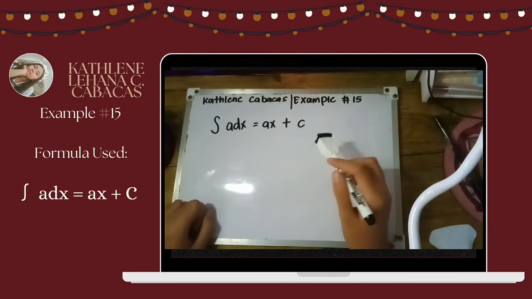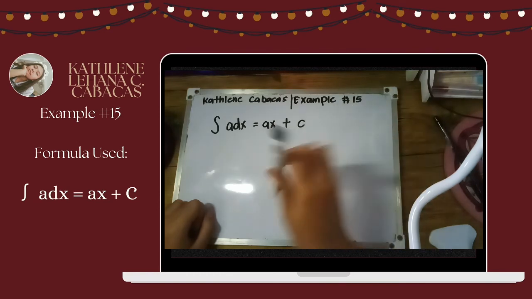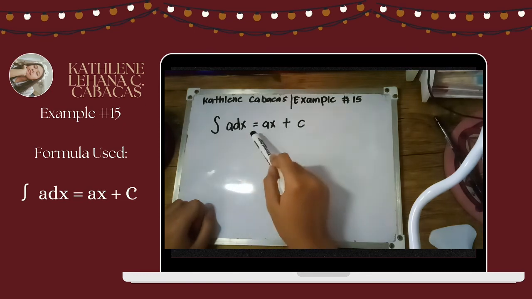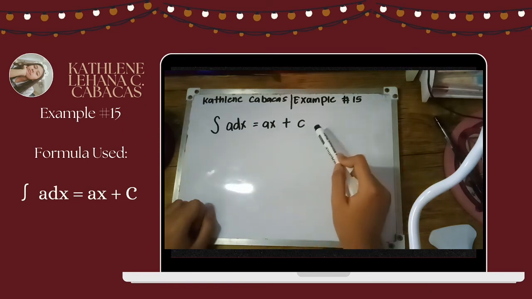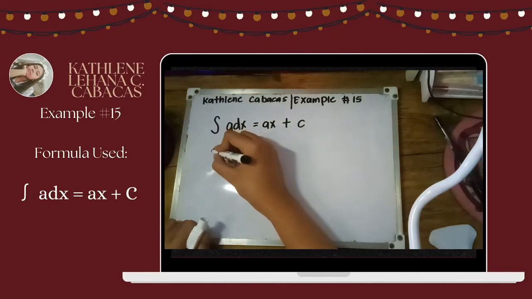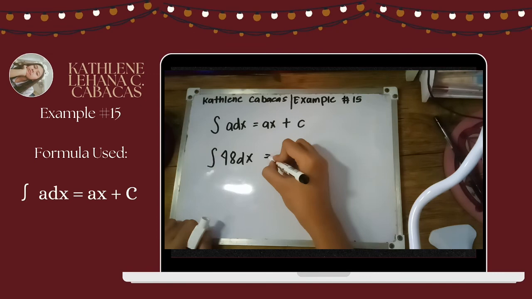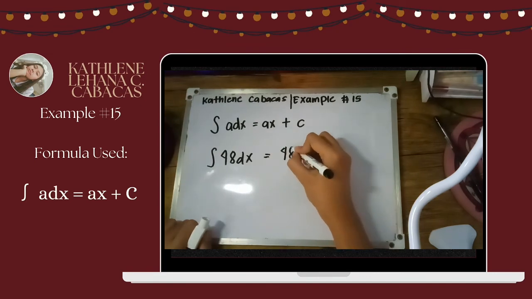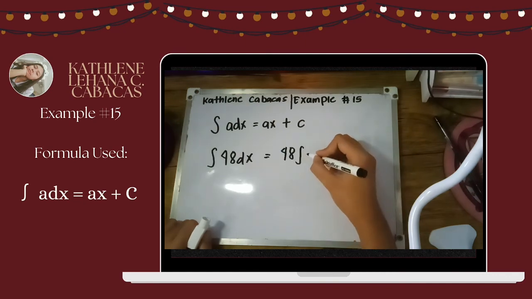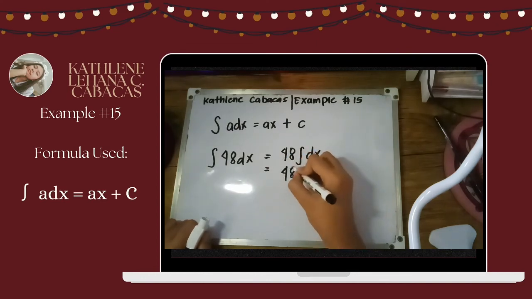Good day, everyone. I am Kathleen Cabacas, and for example number 15, I'm going to use the basic integration formula. Integral of a dx is equal to ax plus c, where a is any constant. So, for my example, I'm going to use 48 dx. Now, 48 dx, we're going to rewrite 48 and move outside the integral symbol. So, integral and dx. So, it will turn out as 48x.